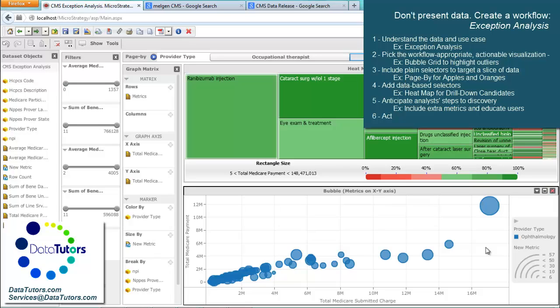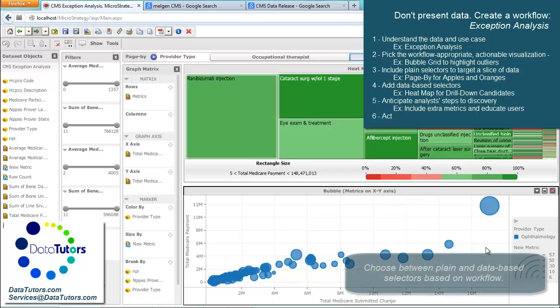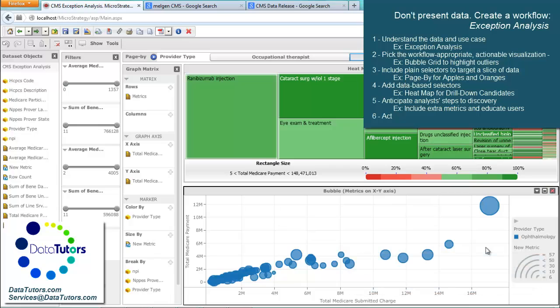When we put together a good exception analysis that utilizes the right types of selectors, the right types of visualizations, and offers to mix, match, and move those metrics all over the place, users can much more readily arrive at the point of actionable, data-driven insights.